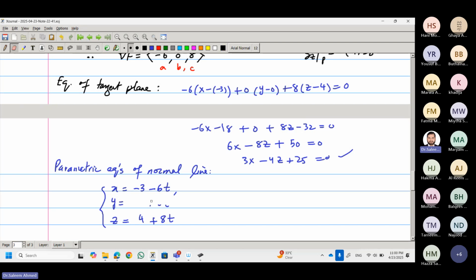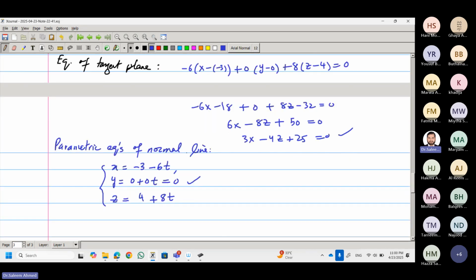Right? So this becomes 0. 0 plus 0t is 0. So you can write 0 plus 0t is equal to 0. You can write that. So these are your parametric equations. And here t is a parameter which takes values over all real numbers.